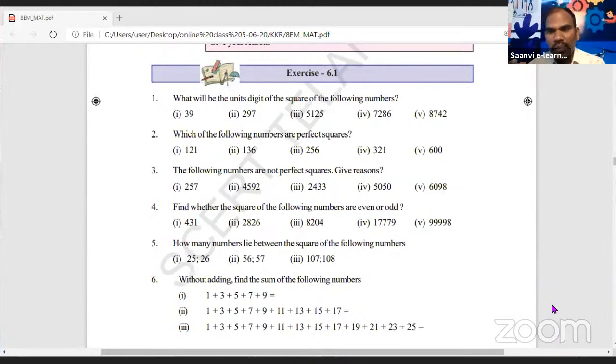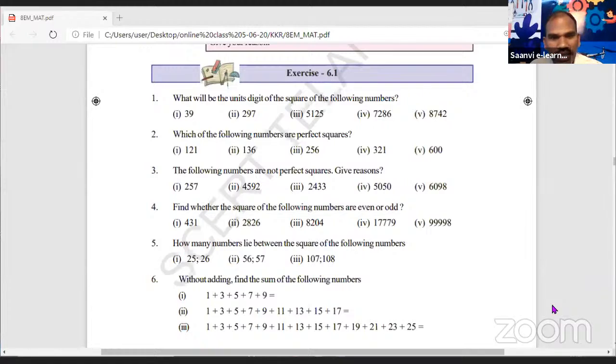The unit place and tens place must be 0 and 0, that is needed for a perfect square, if we have zeros. So that property is not there in these. That is why these numbers are all not perfect square numbers.